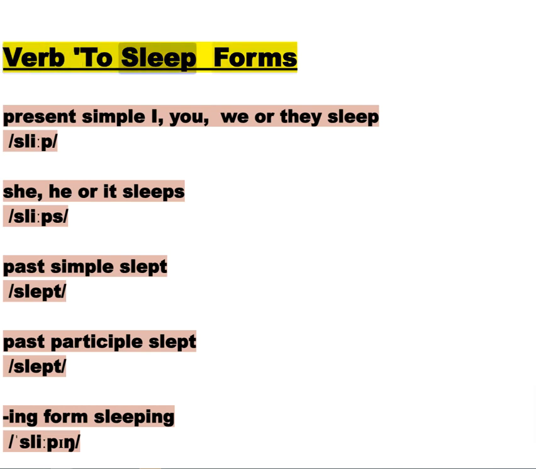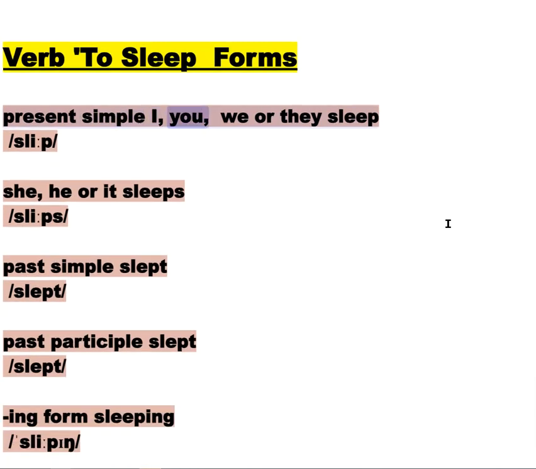Verb to sleep forms. Present simple: I, you, we or they sleep; she, he or it sleeps. Past simple: slept. Past participle: slept. Ing form: sleeping.